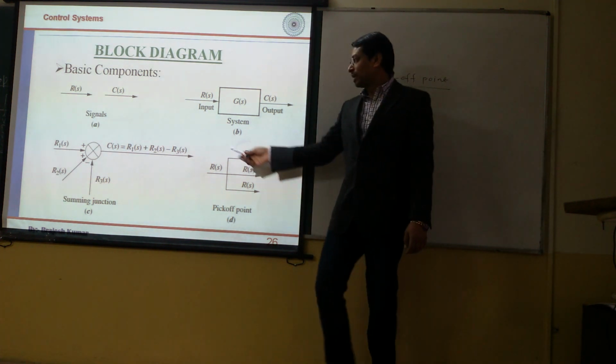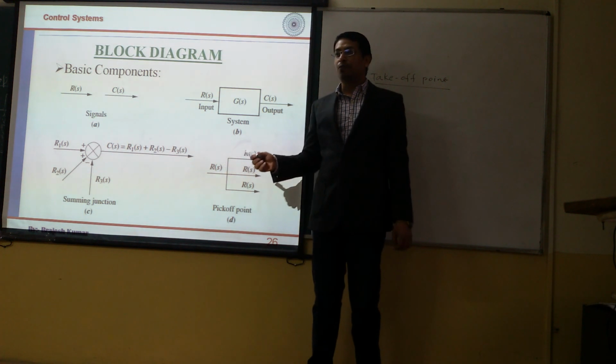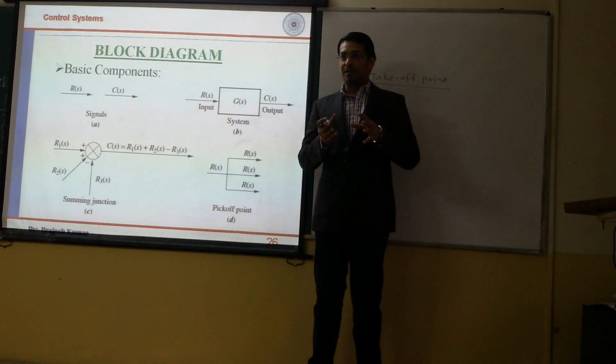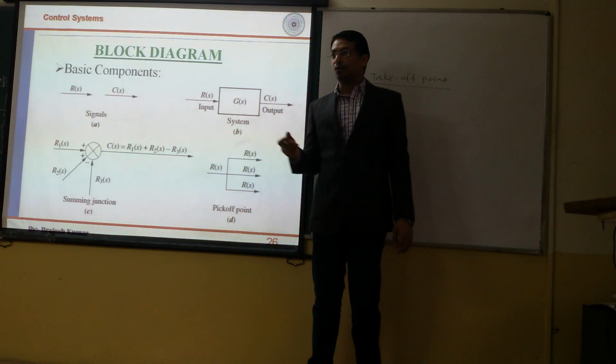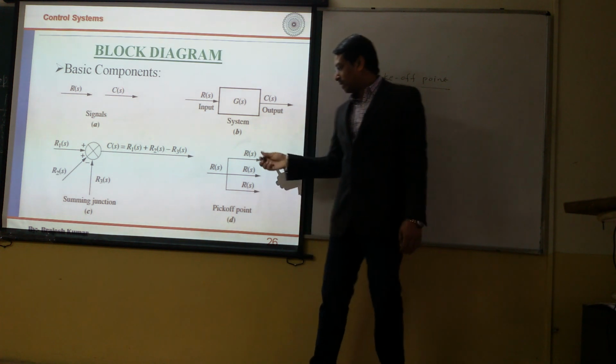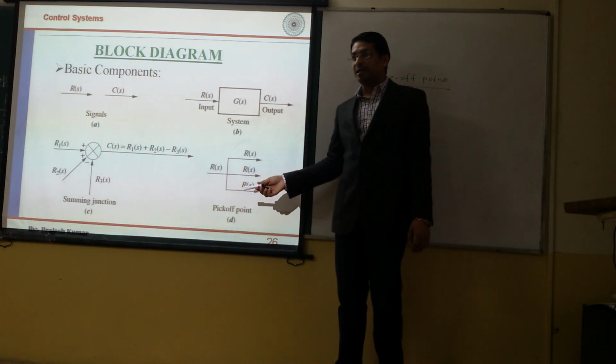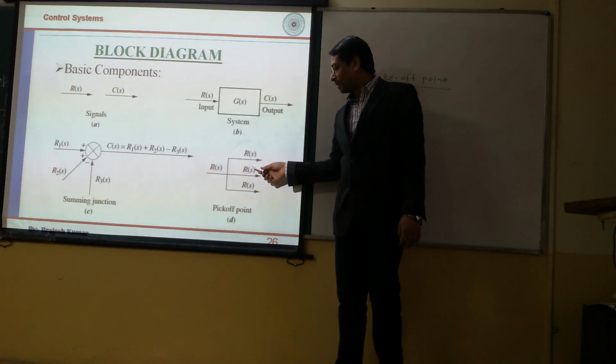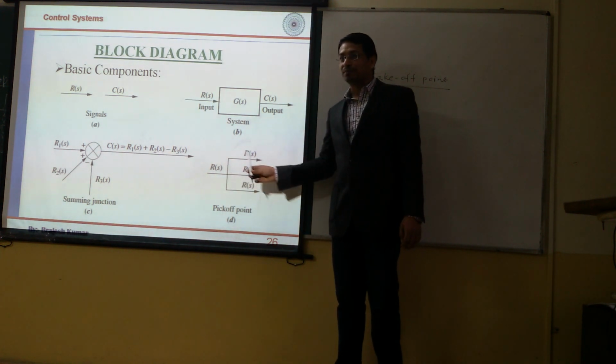Okay, before moving further, you can treat this particular summing point as an electrical node. It means the current entering the node will be equal to the current going out of the node. And you can take this takeoff point as a node voltage. It means whatever the circuit component may be, the node voltage is going to be the same.